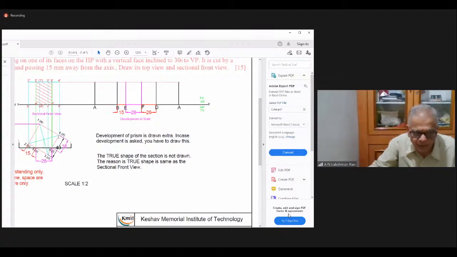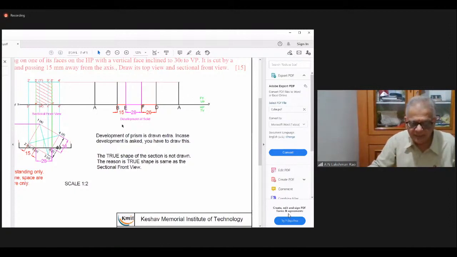Now, F to D again, that is 26. D to A is 40 again. This is 40, this is 40. These 3 dimensions I have marked from here: B to E, E to F, F to D. I measure it, mark here. Now from top, I have drawn already a horizontal line. From all, draw vertical lines.